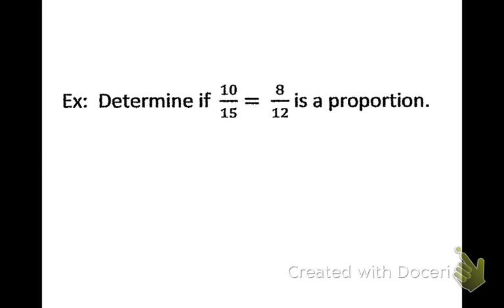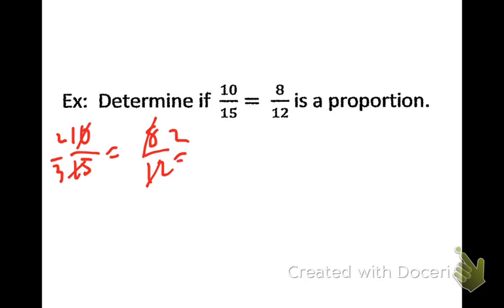We have to determine if this is a proportion. Okay, now we can do as we did before. And 10 over 15 reduces to what? 2/3. Yeah, it reduces to 2 over 3. And 8 over 12 reduces to what? Madeline? Yeah, 4 goes into both of those, so it'd be 2 over 3. So that's one way we could say that that is a proportion. 2 over 3 equals 2 over 3.